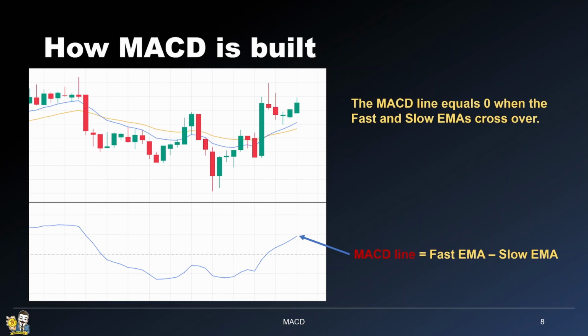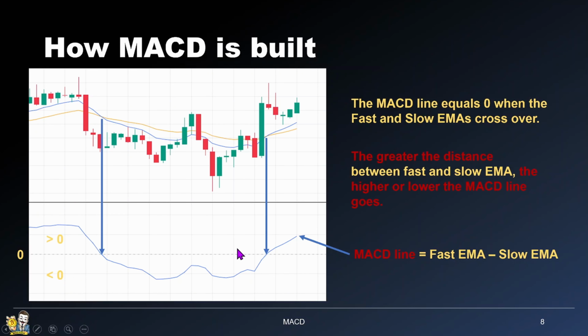Notice that the MACD line equals 0 whenever the fast and slow EMAs cross. In fact, here we have the 0 line, and at this crossover, the MACD line equals 0. Same thing right here, at this crossover. It's positive when the fast EMA is above the slow EMA, and negative when the fast EMA is below. The greater the distance between the two EMAs, the higher or lower the MACD line goes.